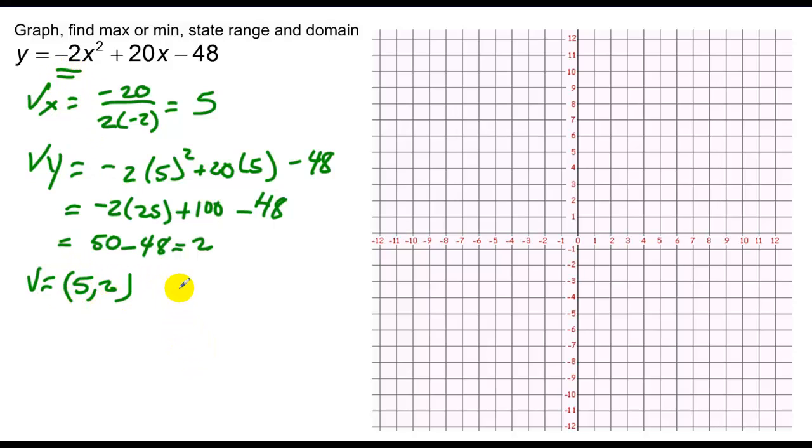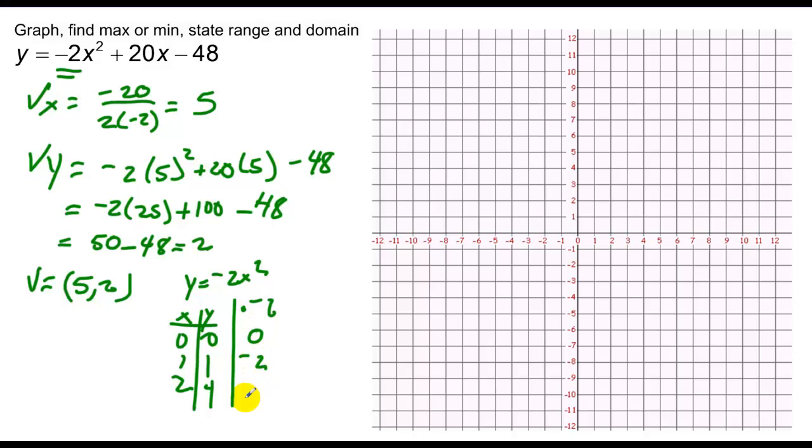A value is negative 2, so I have y equals negative 2x squared. I take my parent function pattern of 0, 0, 1, 1, 2, 4, multiply the y values by negative 2, getting me 0, negative 2, and negative 8. So I go to 5 and 2 up, go over 1, down 2, and over 2, down 8.